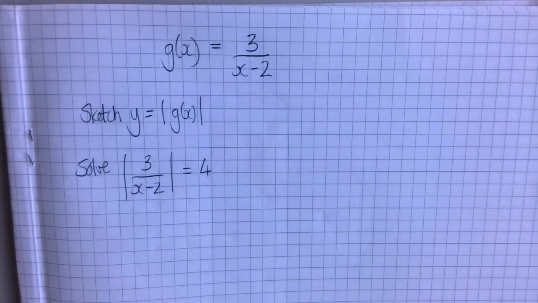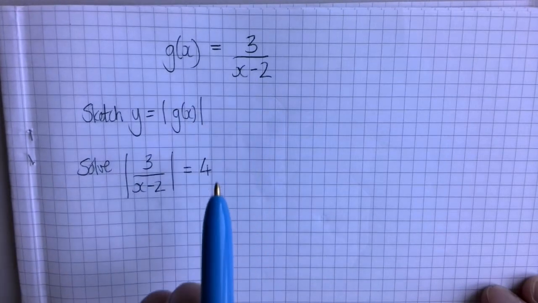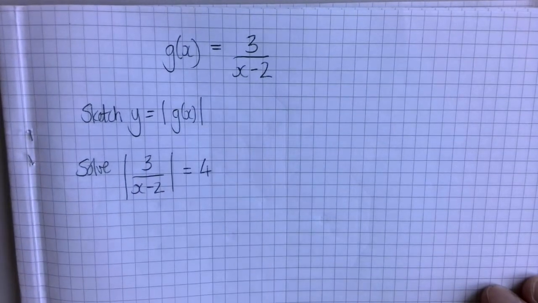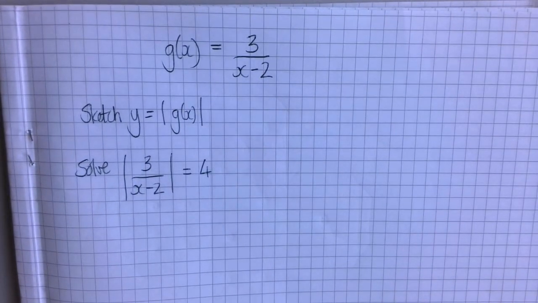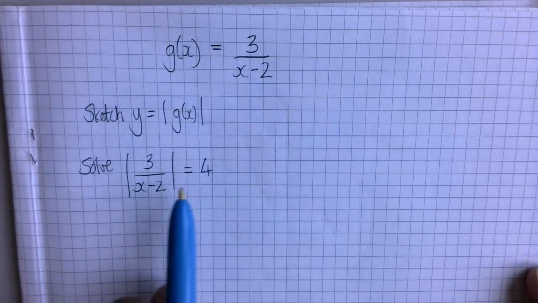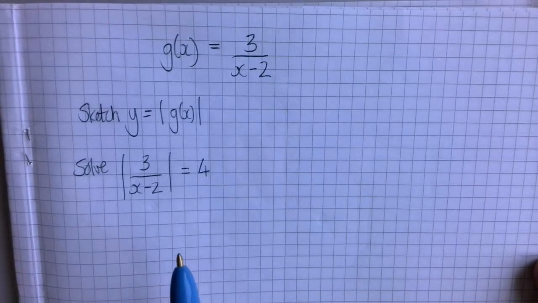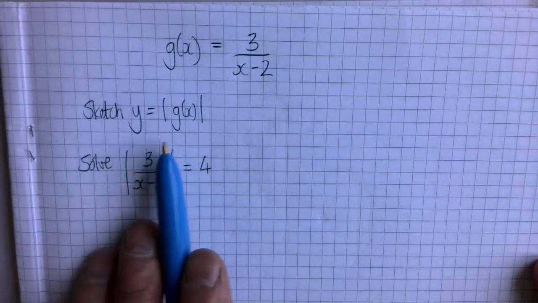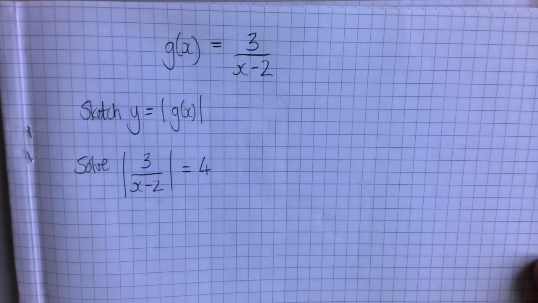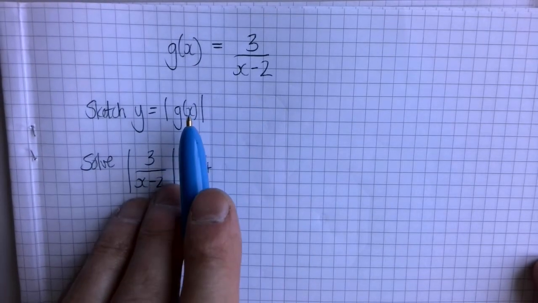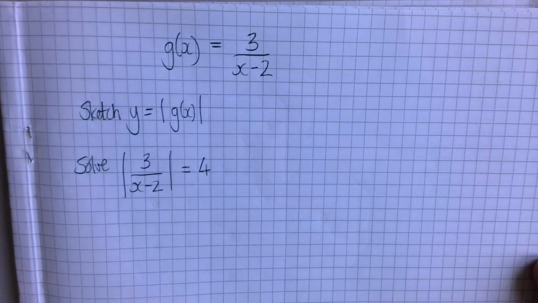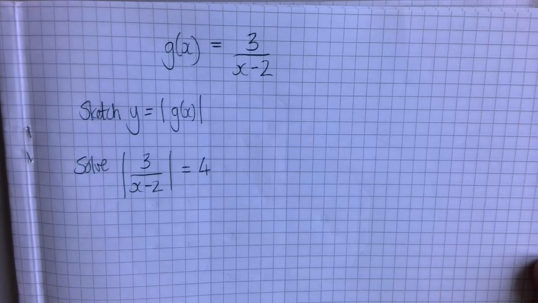So here's another, perhaps slightly harder, modulus problem. We're given a function, and we're asked to sketch the modulus of that function, so the bounced version of that function. And then we're asked to solve an equation relating to that function. And as you know, if it had just said this, I still would have sketched the graph because I solve these by sketching. So to sketch the modulus of this function, you know that the best way to do it is to sketch the function itself and then bounce it.